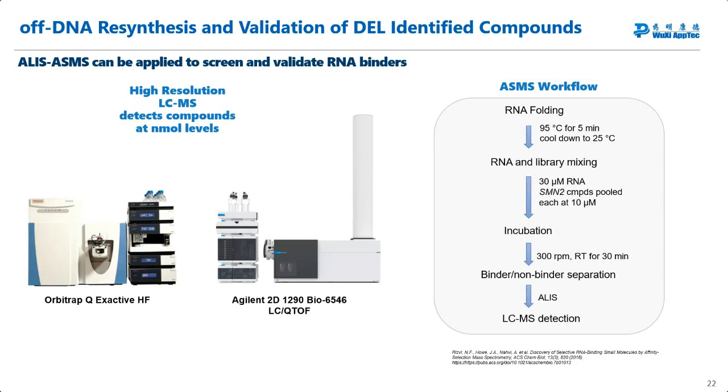You can see the ASMS workflow on the right side of this slide, where DEL identified SMN2 compounds were pooled together, each at 10 micromolar, and incubated with folded RNA. After incubation, binders were separated from non-binders by using size exclusion chromatography, and further detected and identified by using the aforementioned high-resolution mass spec.